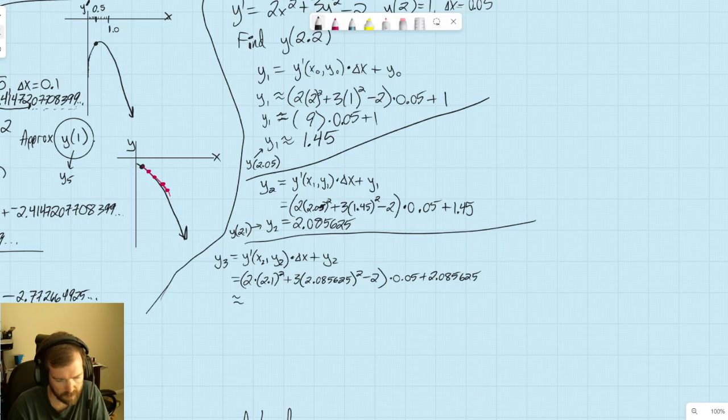All right, 2 times 2.1, that number squared. .0791 approximately, so yep, got that one. 3.0790997460938, etc. So y3 is the same as y at 2.15.